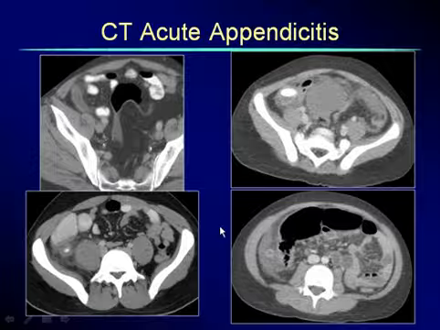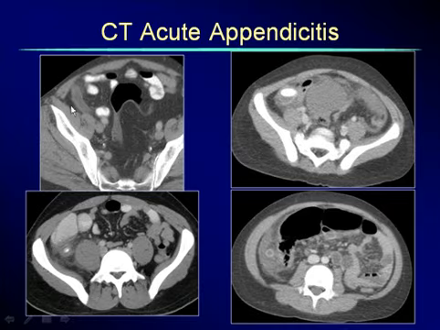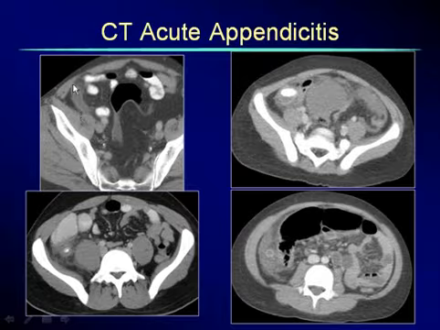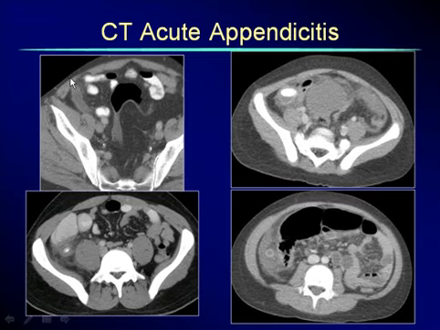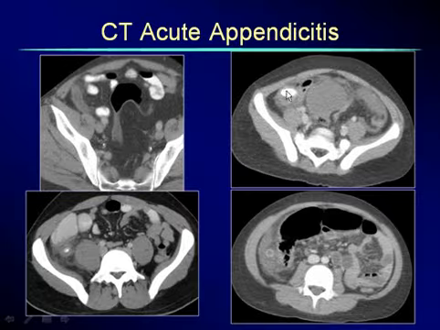So here are some CTs showing us appendicitis. Now here is a blind-ending tubular structure that has some fat stranding around it. Look how close it is to the skin. This is easily done by ultrasound. Here's another patient with a very large appendicolith and dilated appendix. Again, this is something that could be visualized with ultrasound because it's right under the abdominal wall.